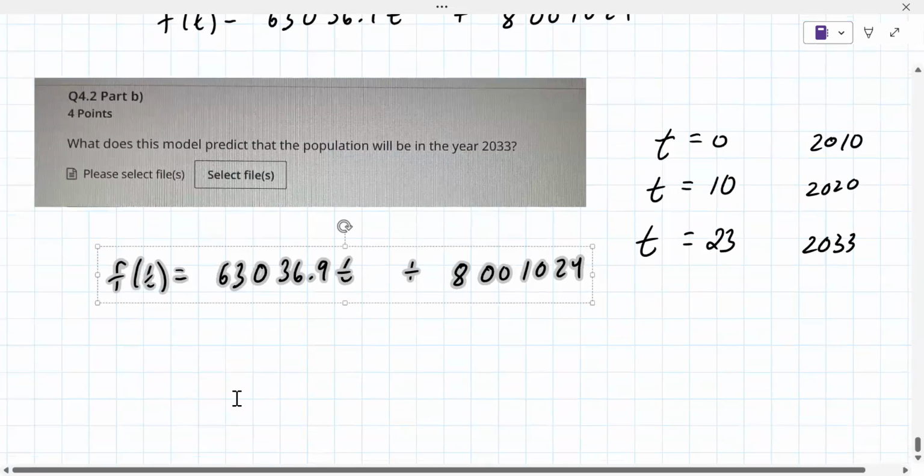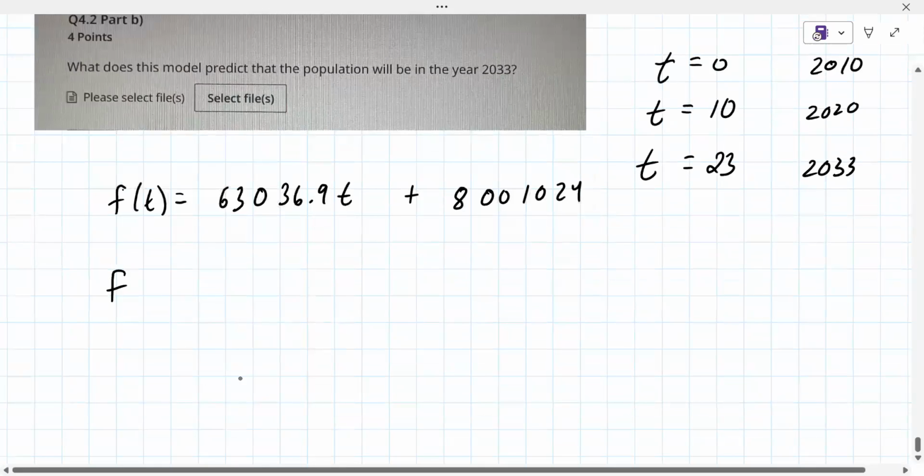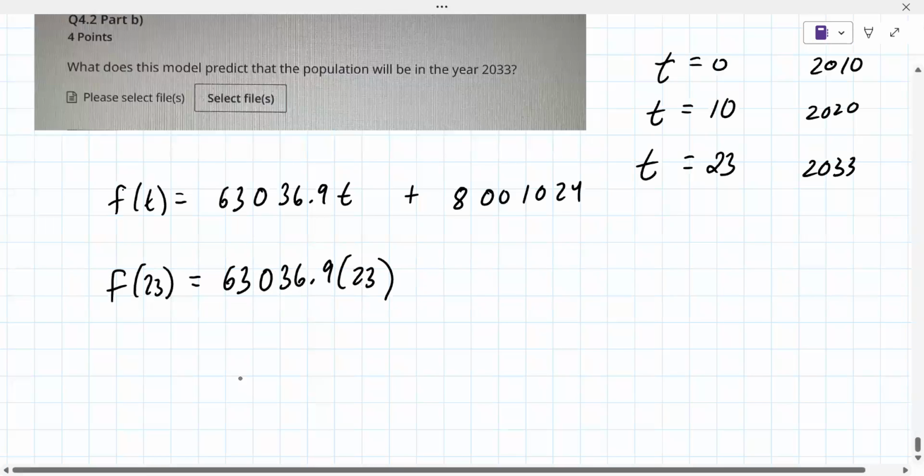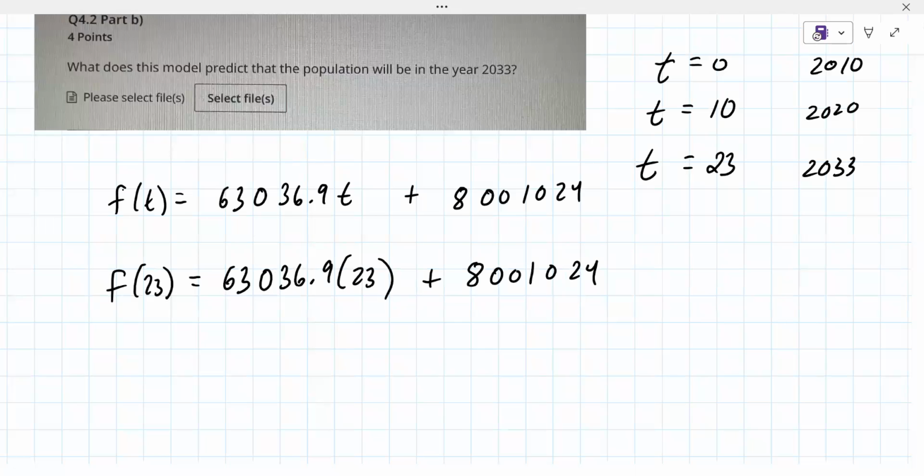Okay. So when you're using this function here, you need a t value, and you don't want to put the year in because the year is not the input. The year is time. So it's f of 23 is 63,036.9 times 23 plus 8,001,024. And then you have to multiply this out. So you have to go to a calculator, get that number. I'll do the same and we'll compare results here.